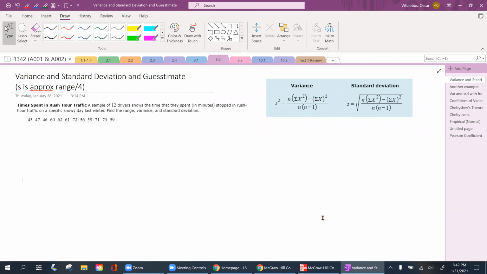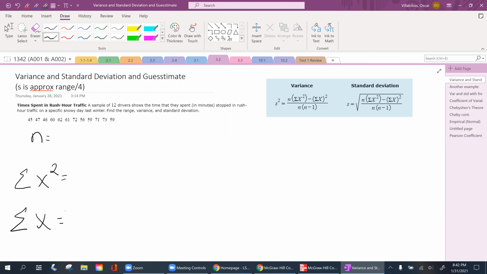So let's jump right into it. For variance, the formula is going to require 3 important parts. It's going to be n, the number of values that we have in our data. The sum of x squared, that's all the values you have squared and then added up. And the last value would be the sum of x, pretty much just summing all your x values.